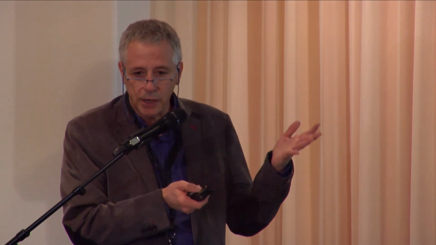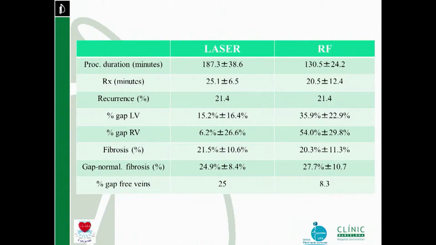Another thing that you can use this system for is also to compare the lesions that you are doing with one energy or another energy. For instance, we have compared the laser patients with RF patients in this series. And well, we see that probably the recurrence rate was quite similar at 6 months follow-up. That's 21%. But the number of gaps you see was much lower. Gap-free veins, 25% have no gaps as compared to H3.